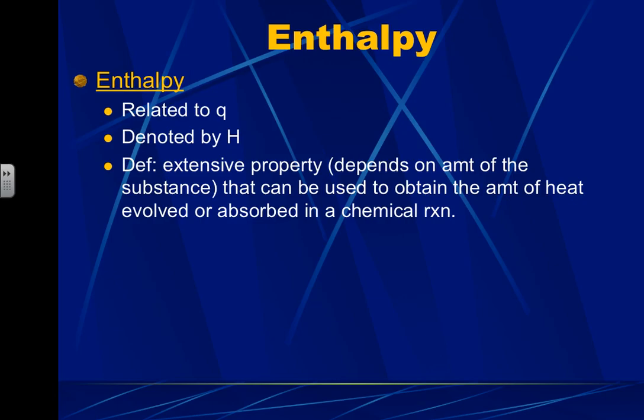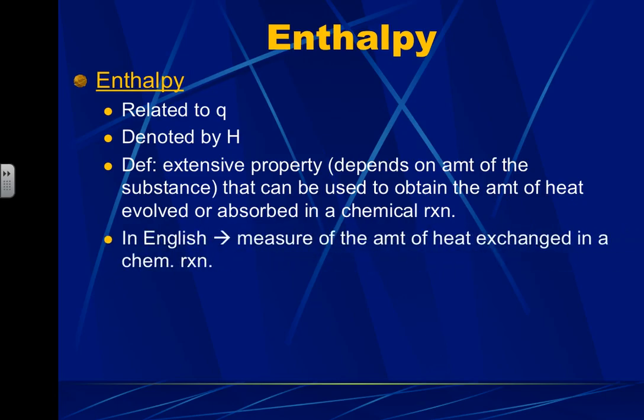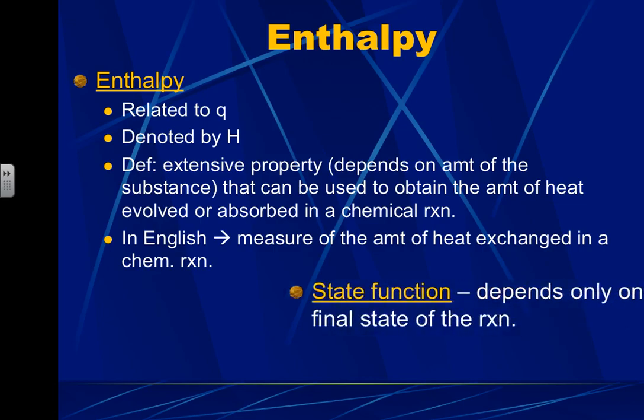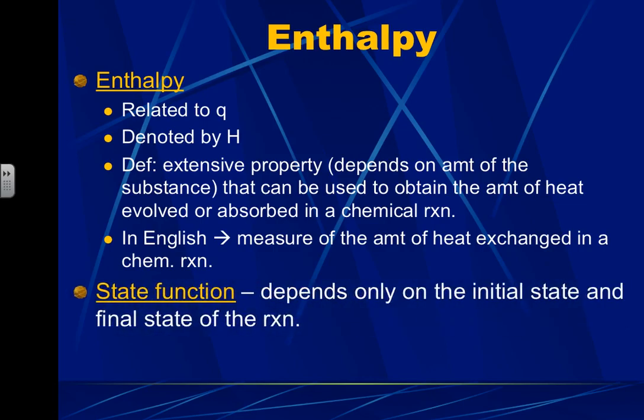So again, extensive property. It can be used to obtain the amount of heat evolved or absorbed in a chemical reaction. So it's basically Q. If I want to put this definition in English, just to make it a little bit easier, enthalpy is the measure of the amount of heat exchanged in a chemical reaction. So a heat exchange occurs within chemicals, sometimes within the surroundings and the system. So it's just a measure of heat exchange. That's all it is. It is called a state function. And this is something you'll want to keep in mind too, a state function. It depends on the initial state and the final state of the reaction.